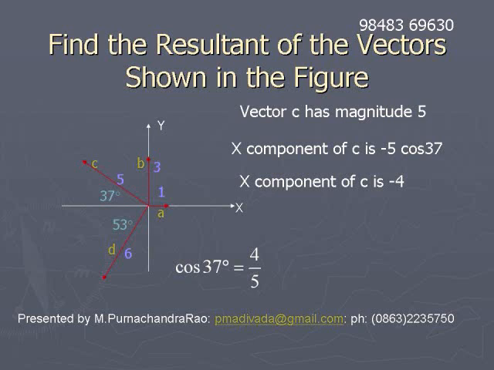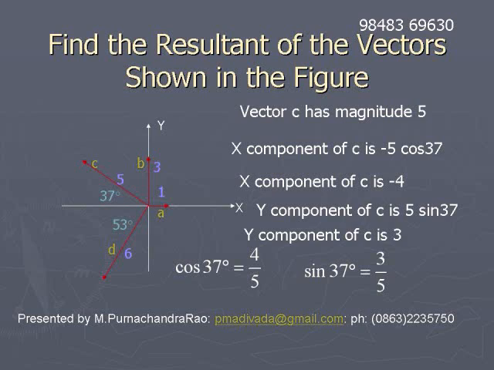Vector C has a magnitude 5. So its x component is minus 5 cos 37. It is making an angle 37 with the negative direction of the x-axis, so the component along the x-axis lies towards the negative direction. Hence its x component is minus 5 cos 37. But the value of cos 37 is 4 by 5. So minus 5 into 4 by 5 gives minus 4. So the x component of C is minus 4.